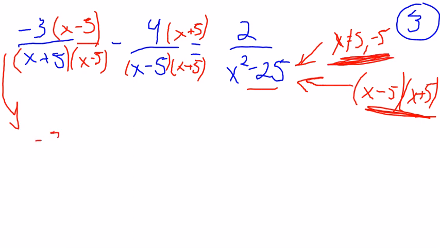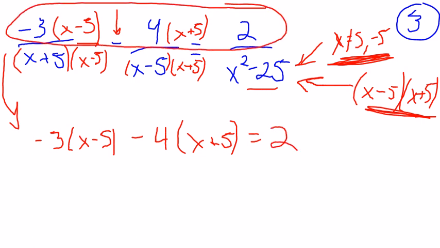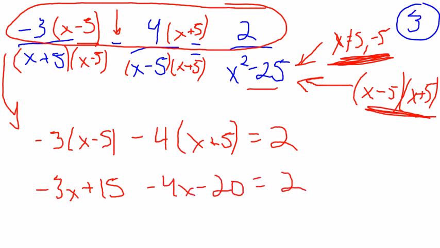So I'm going to write minus 3 times x minus 5 minus, so that's that first fraction. This next step is a step where people tend to screw this up. Minus 4 times x plus 5. The thing that people frequently forget is that minus sign right there. Now I've got my equal sign and my 2. So I'm just ripping off the top of all those fractions right there. Just don't forget that minus sign. So that gives me minus 3x plus 15. It's a double negative. Minus 4x minus 20 equals 2.